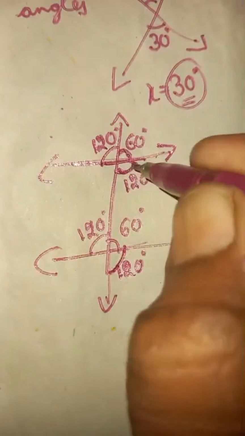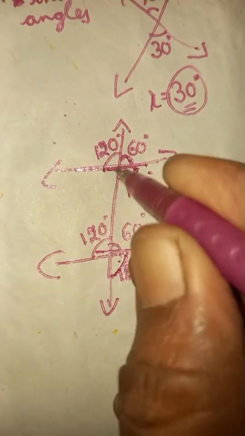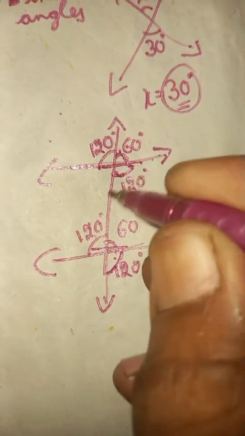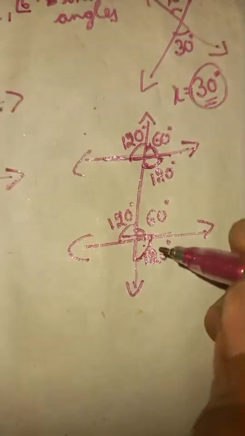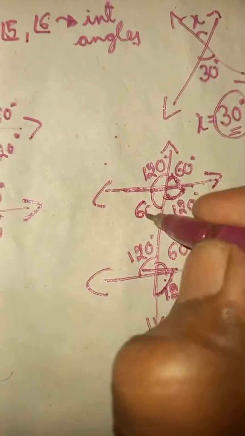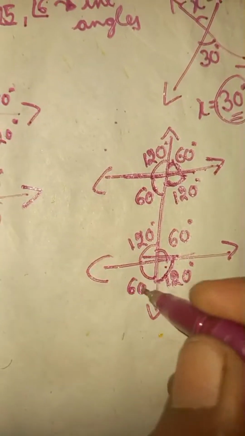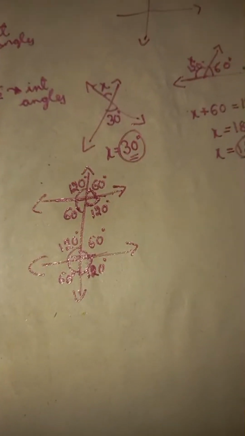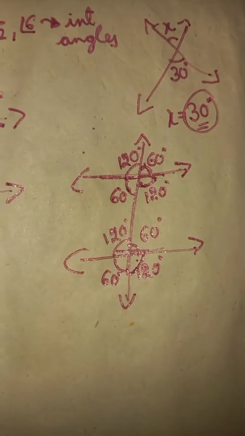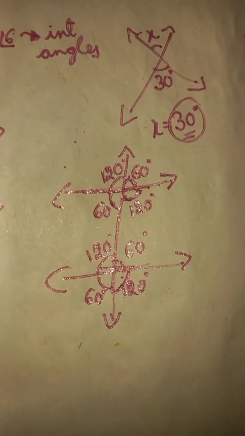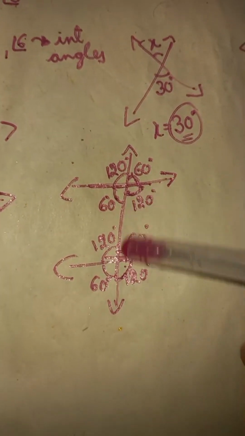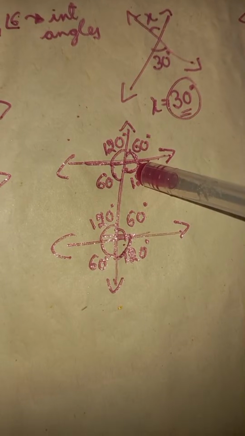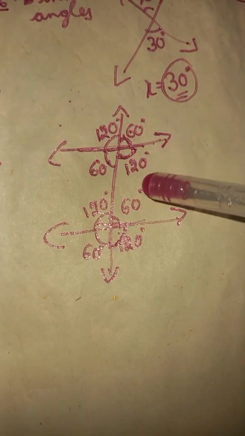This is below the line, and this is also below the line, and this is on the right side of the transversal. Even this angle is on the right side of the transversal. In the same way, these two are also corresponding angles. So these are all the different types of angles: alternating interior angles, alternating exterior angles, corresponding angles, vertically opposite angles, and angles on a straight line.